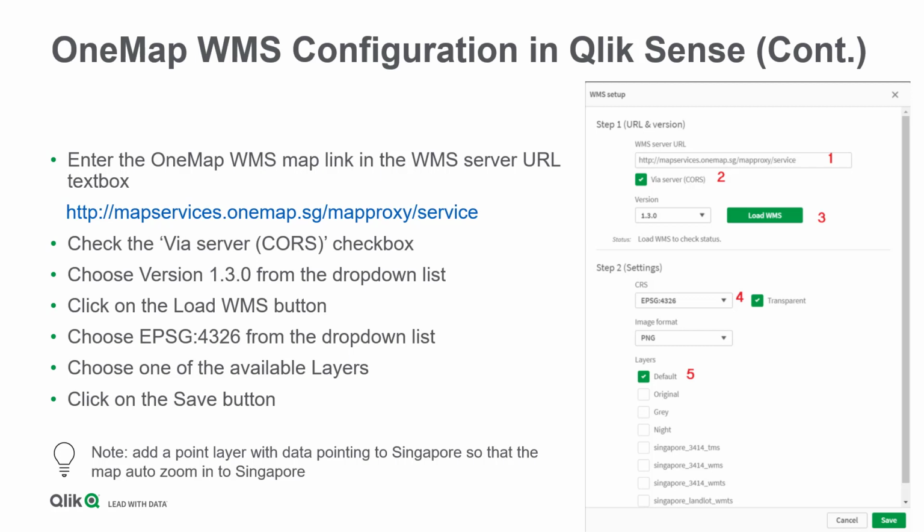Do note that those layers with 3414 are meant for the SVY21 coordinate system. Click on the Save button to save the configurations. You should be able to see OneMap being used as the background map in the Qlik Sense map chart object after this.